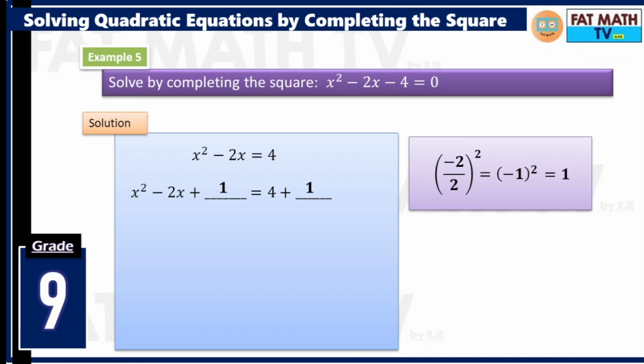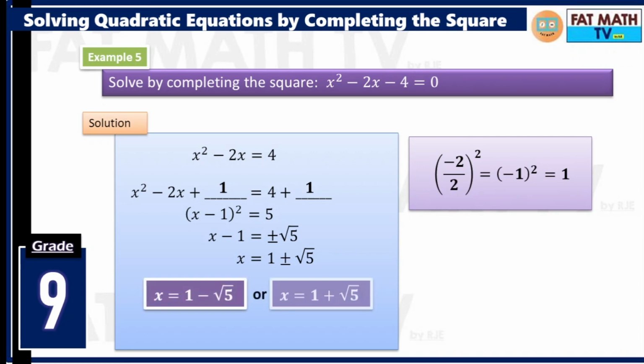Factor the left side of the equation. That's going to be x minus 1 squared. And then 4 plus 1 is 5. Take the square root of both sides and then add 1 to both sides. And then separate that into 2. So that is x equals 1 minus square root of 5, or x equals 1 plus square root of 5.